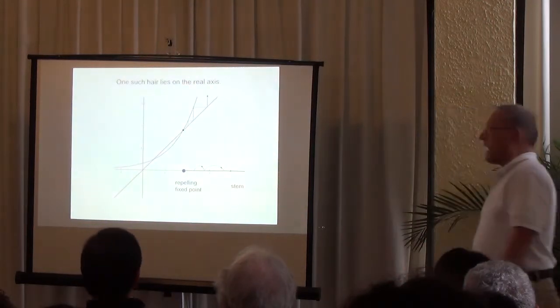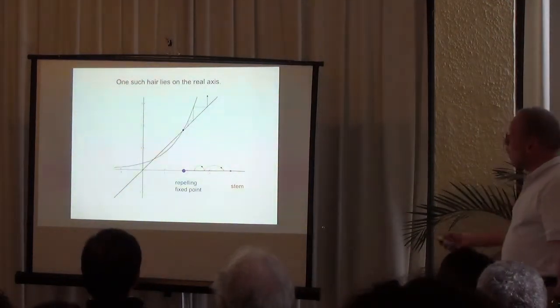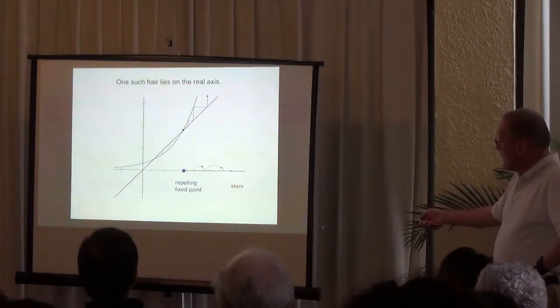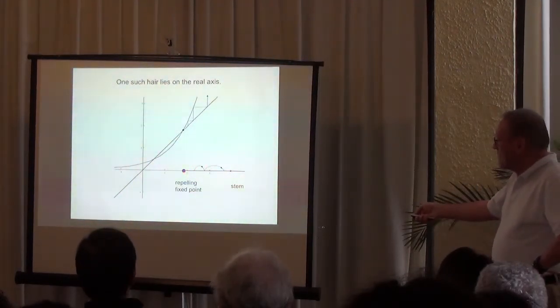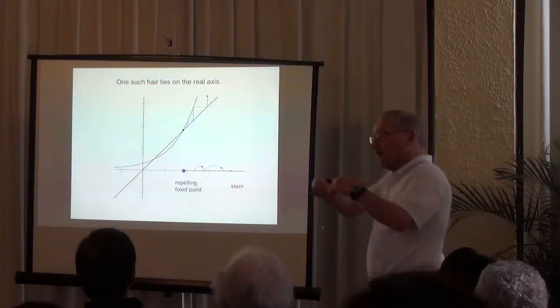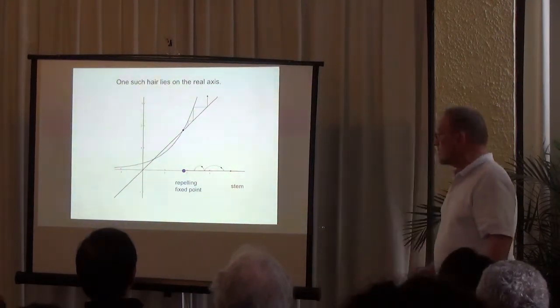Okay. Now, as I said, the Julia set consists of this infinite set of hairs. One of those hairs lies on the real axis. Because remember, we had that repelling fixed point right here, and then all the points to the right just went off to infinity. So that's the end point of this hair on the real axis, the stem. All points on the stem go to infinity. The end point in this case is the repelling fixed point.